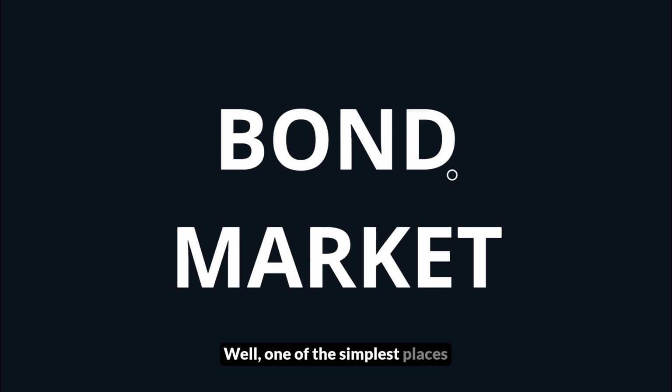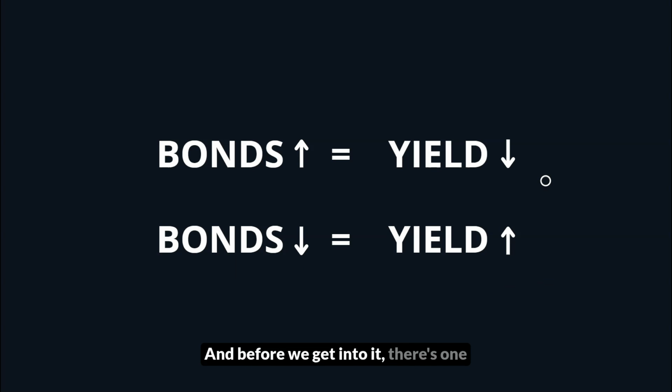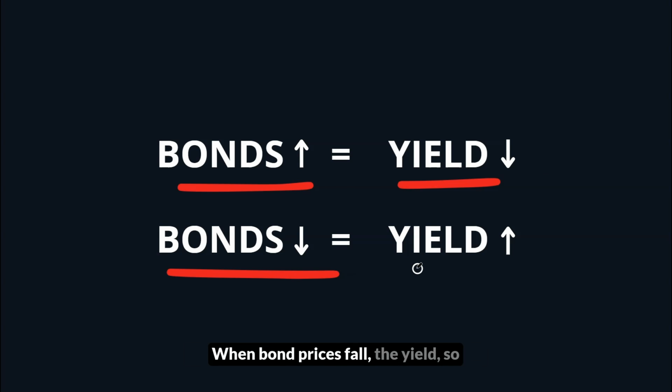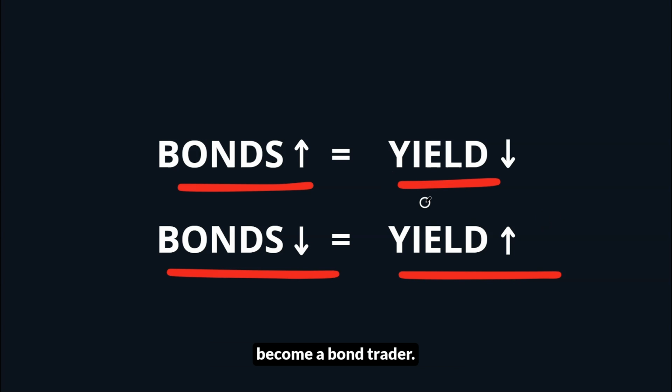Well, one of the simplest places to look for is the bond market. And before we get into it, there's one basic relationship you need to remember. Bond prices and yields move in the opposite directions. When bond prices rise, the yield falls. When bond prices fall, the yield, so the interest that the bond pays, rises. Now, you don't need to become a bond trader, you only need to understand what the yield is communicating.